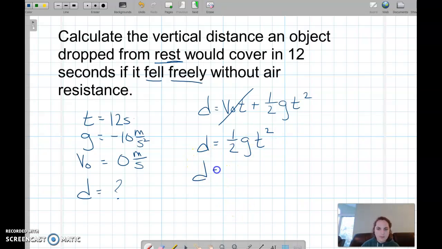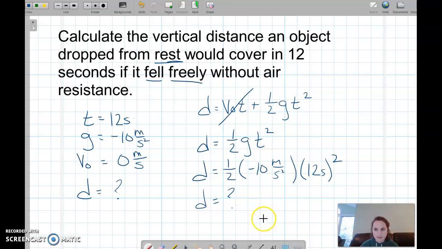And now I can plug in some information. So 1/2 times negative 10 meters per second squared times my time, which was 12 seconds, and that is squared. t is the only thing that is squared in that problem. And I will leave you to find the distance. If you want to know the distance, check in with Miss Brennan later on. All right, let's go ahead and jump to the next problem here.